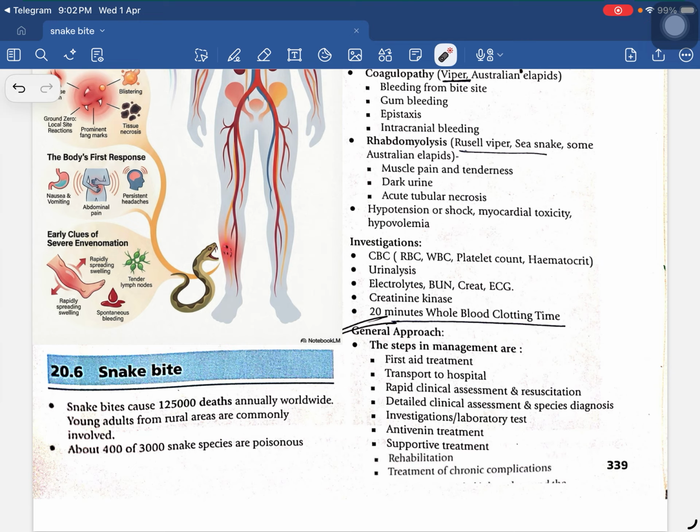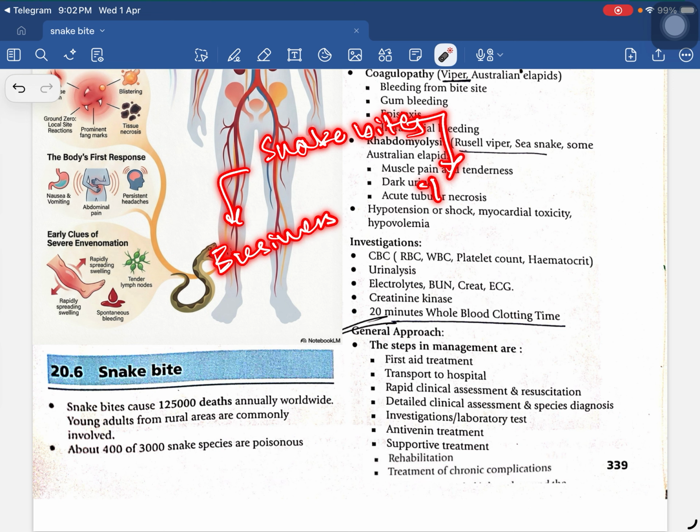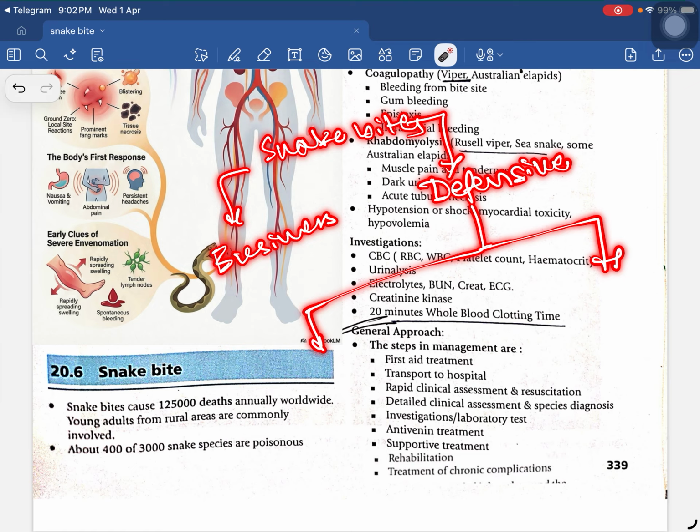There are two types of snake bites. One is the business bite, the second is the defensive bite. In the defensive bite, we have two types of venomous bites, that is hemotoxic and neurotoxic.